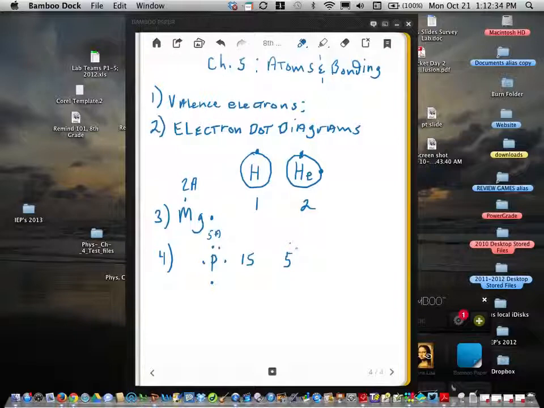So let's do one more. Chlorine. What group is chlorine in? 7A. How many valence electrons does chlorine have? Yes. Good. So we're going to draw 1 in this quadrant, 2, 3, 4, 5, 6, 7.